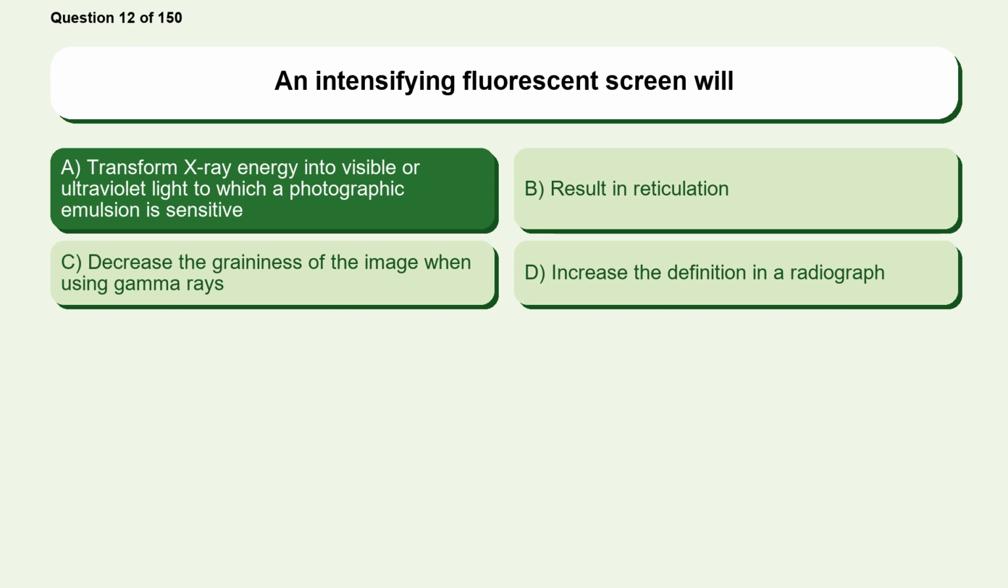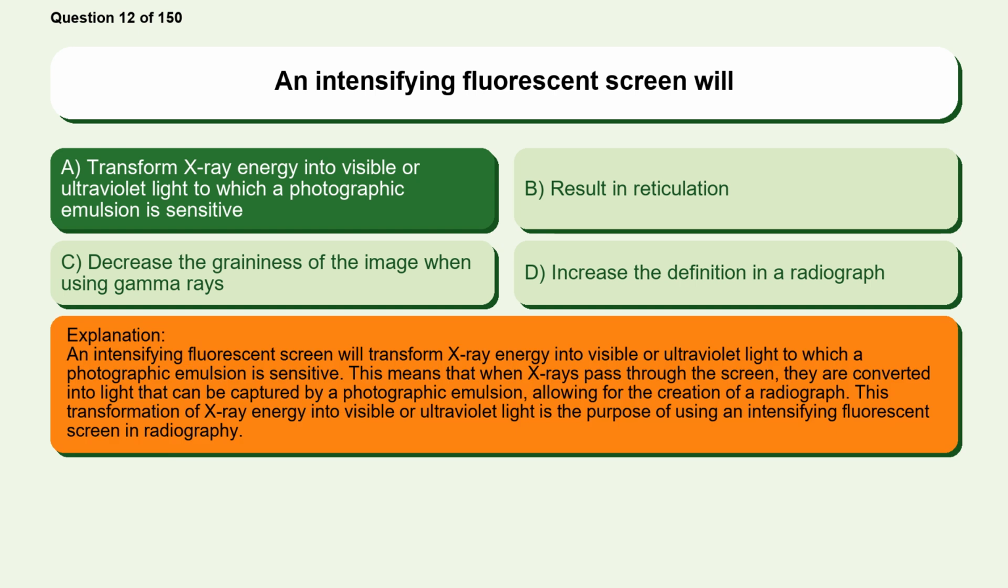An intensifying fluorescent screen will transform X-ray energy into visible or ultraviolet light to which a photographic emulsion is sensitive. This means that when X-rays pass through the screen, they are converted into light that can be captured by a photographic emulsion, allowing for the creation of a radiograph. This transformation of X-ray energy into visible or ultraviolet light is the purpose of using an intensifying fluorescent screen in radiography.